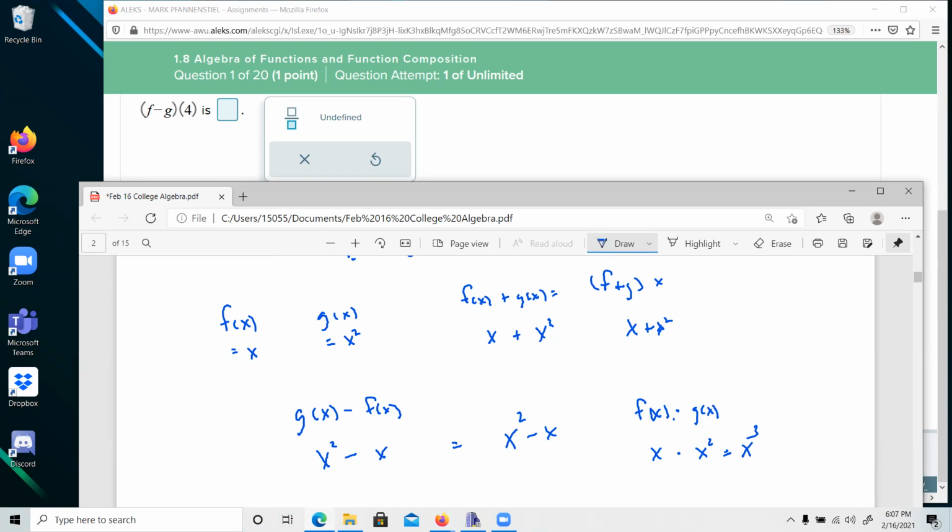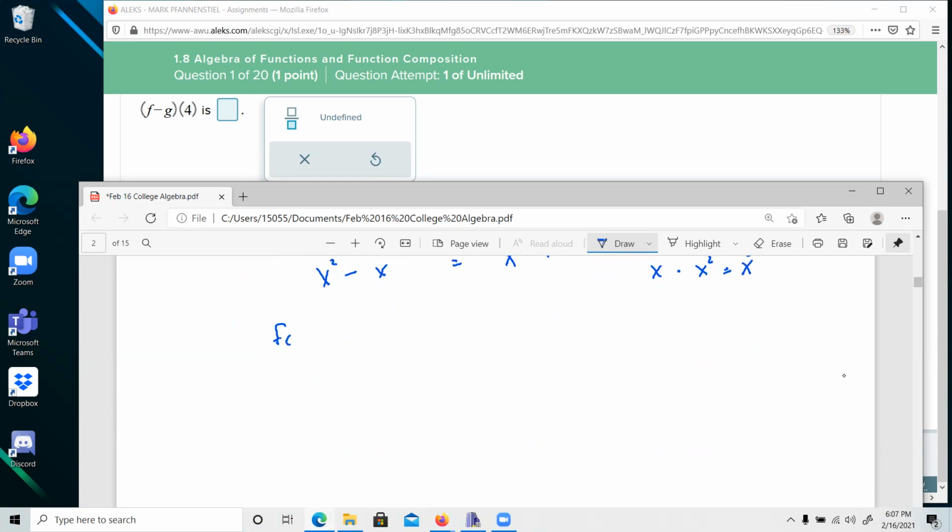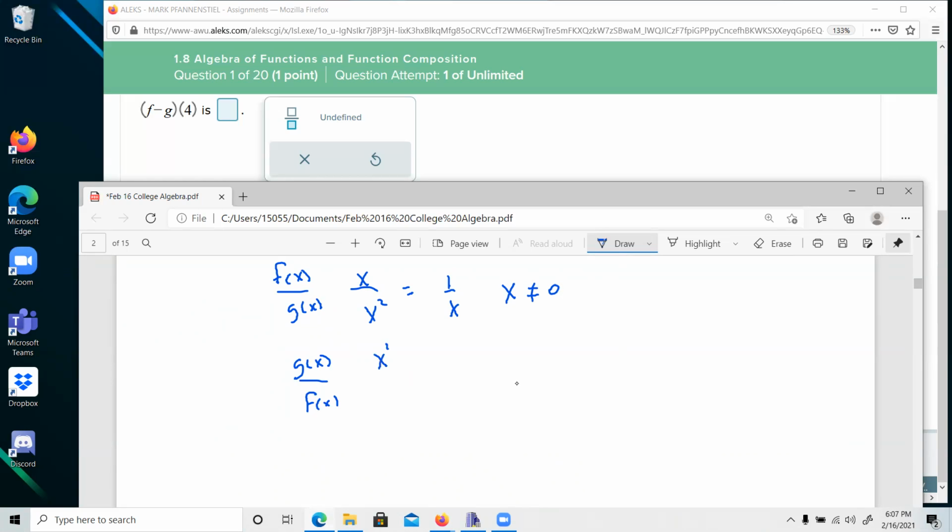Or if we divide them, we can say f of x divided by g of x. So it's going to be x over x squared, which is 1 over x, provided x is not 0. All the way around, the same idea. So g of x over f of x, we have x squared over x. Now here's where it says provided x is not 0, because this is what you start with. That's equal to x. So the answer is x, but we have a caveat, x is not 0.